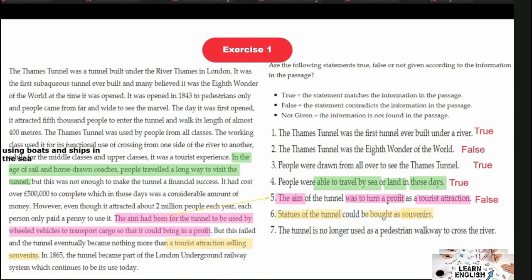Good. So does the passage specify what kind of souvenir? No. As long as the passage doesn't specify what kind of souvenir, for example, souvenirs or statues of the tunnel or not, in this case, it's going to be considered what? False? Not given, as you said at the beginning. I have no proof. I have no evidence whether the statues of tunnels were bought as souvenirs or not. And because the passage doesn't specify that, I'm going to consider that not given. Very good.